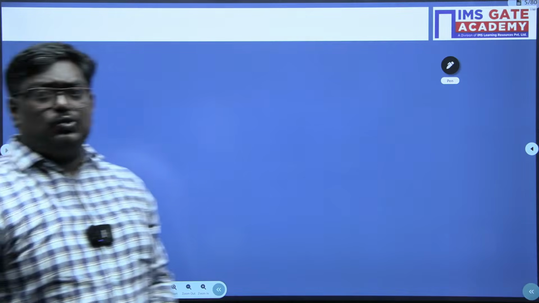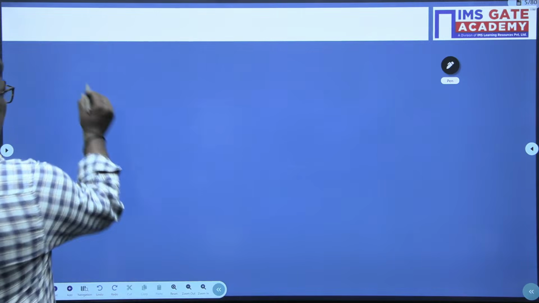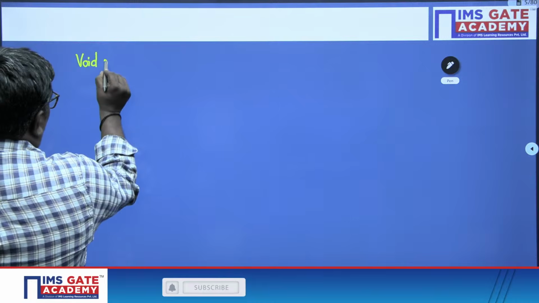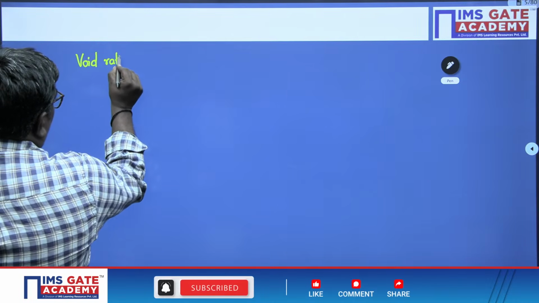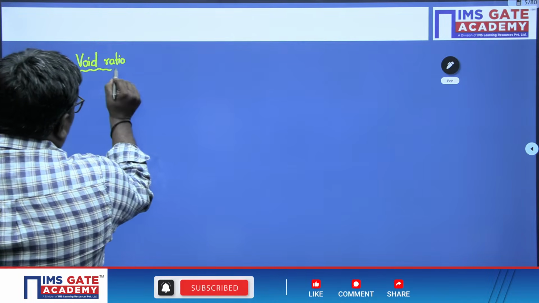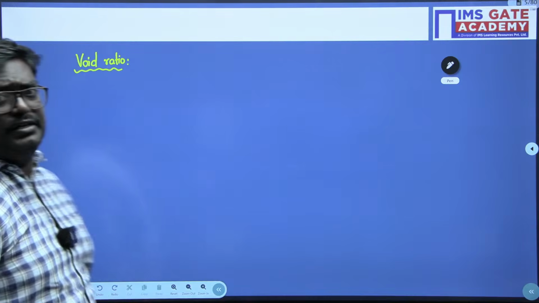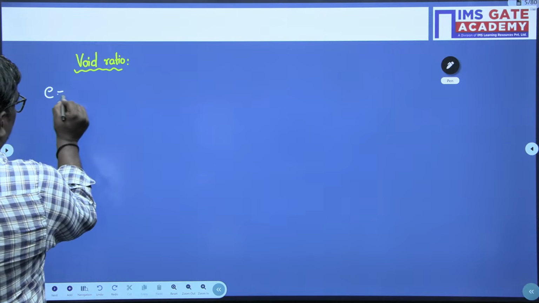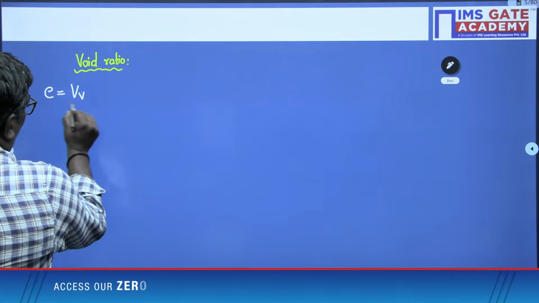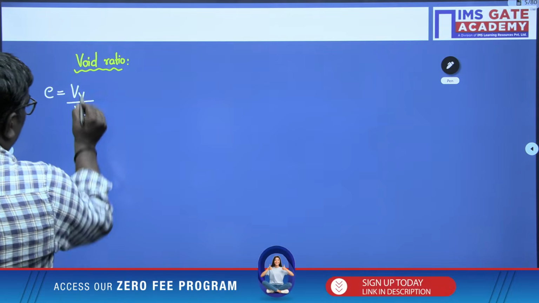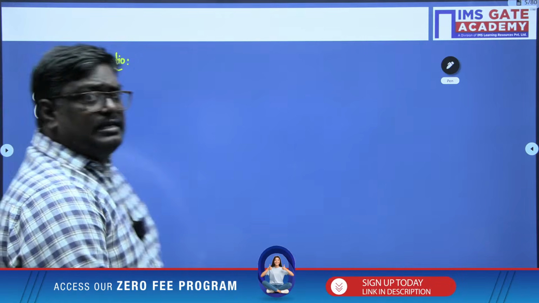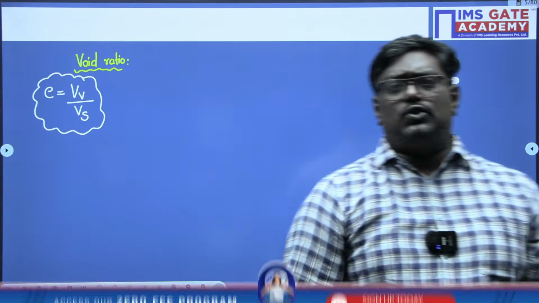So now, my dear students, let us understand what do you mean by void ratio? Any kind of doubts you can ask me in the chat box, my dear student friends. So what do you mean by void ratio? Void ratio is defined as volume of voids by volume of solids. It is nothing but volume of voids to the volume of solids.